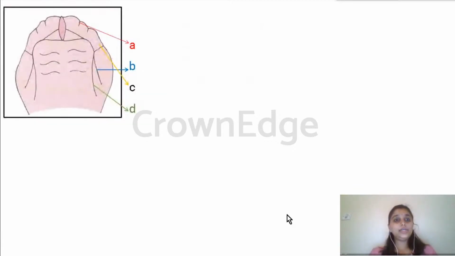Now, this is just a picture of all the landmarks that could possibly be there. I want you to name A, B, C, D. I'm not going to give you the options here because then it would be too easy.